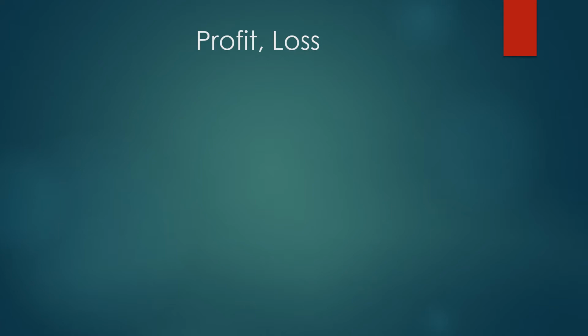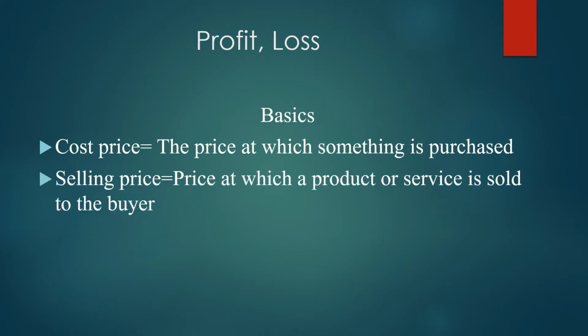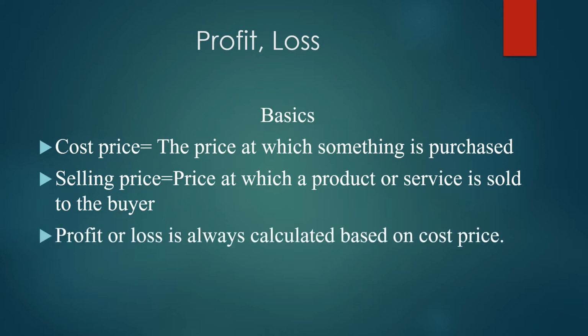Our today's lecture is based on profit and loss. At first, we learn the basics. Cost price is the price at which some item is purchased. Selling price is the price at which that item is sold to the buyer. We always have to remember that profit or loss must be calculated with respect to our cost price.